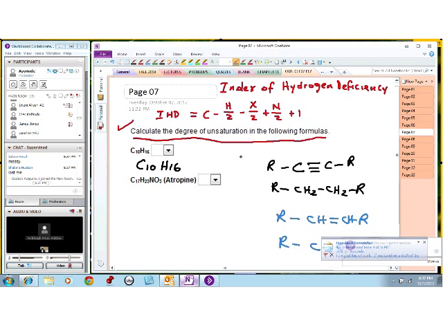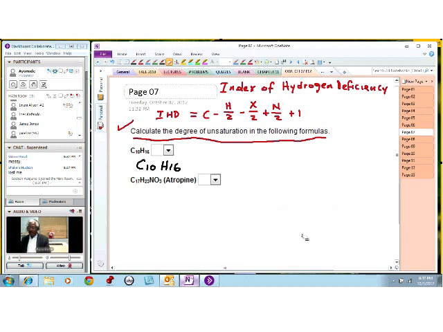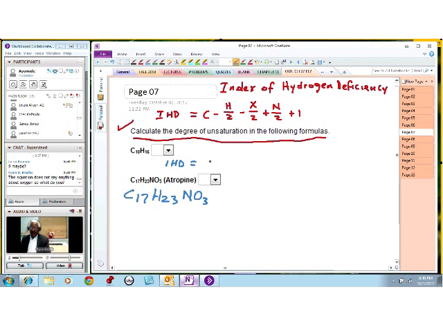Okay. Very good. Now let us do this next one. Let me go ahead and erase this. Here the formula they have given us is C17H23NO3. Okay, so what would that give us? Let us work it out. So we have IHD equals 17, that is for the number of carbon atoms, minus 23 divided by 2, that is 11.5.